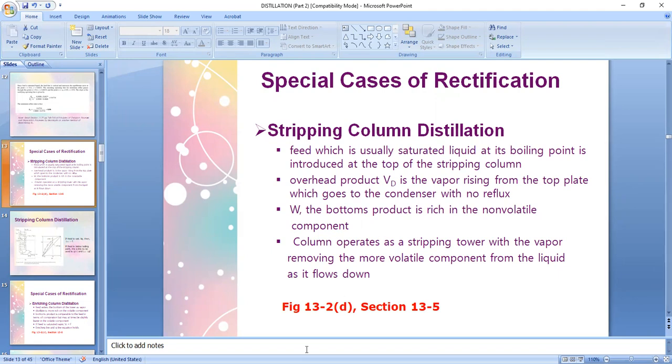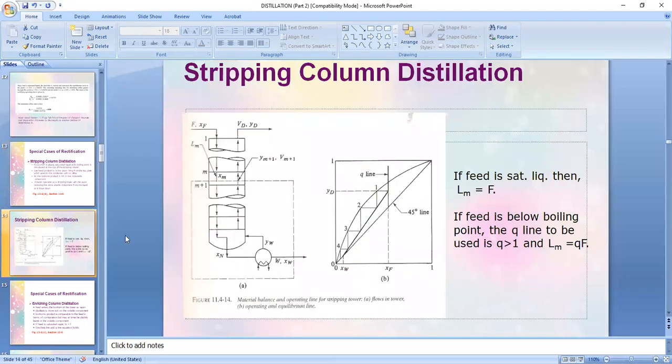Okay, now this could be found in this section of your handbook, figure 13-2, letter D. Now this is your stripping column distillation. So the exact opposite of the enriching column distillation. Feed, which is saturated liquid, is introduced on top, and this is your VD.